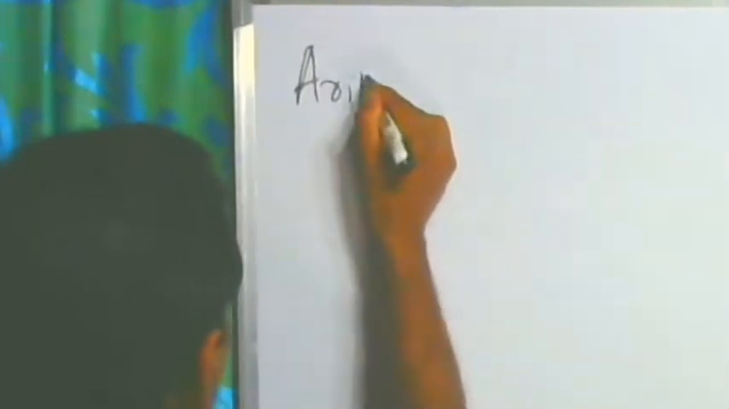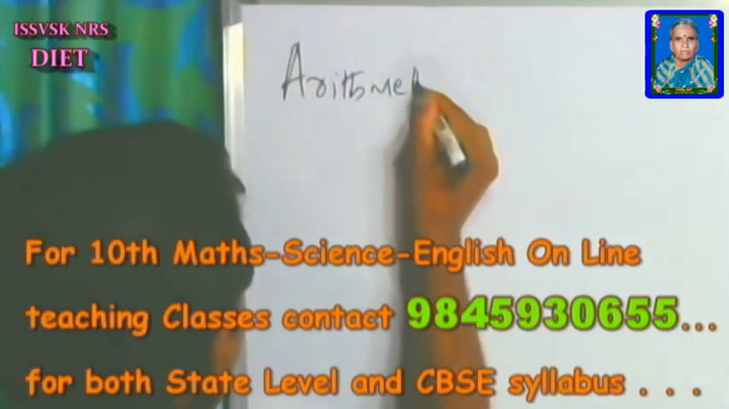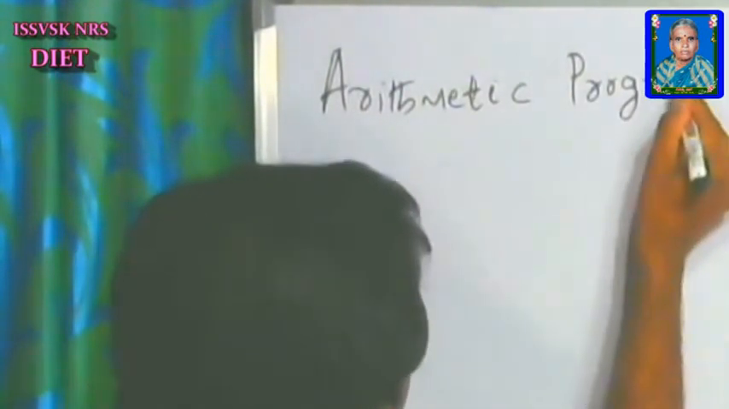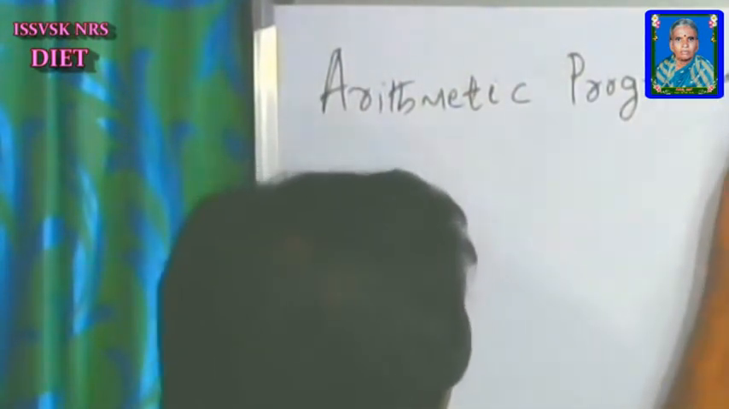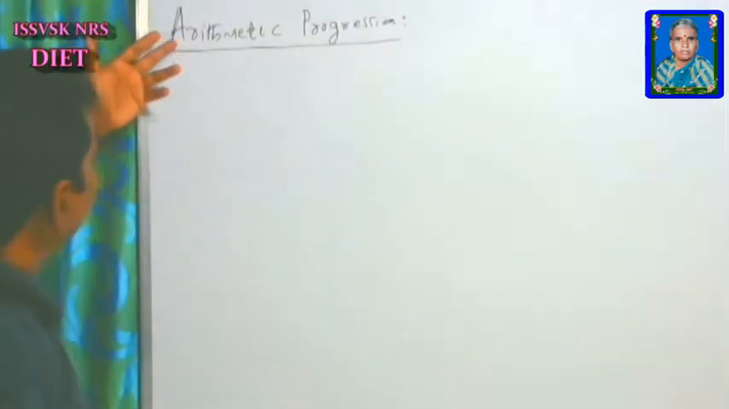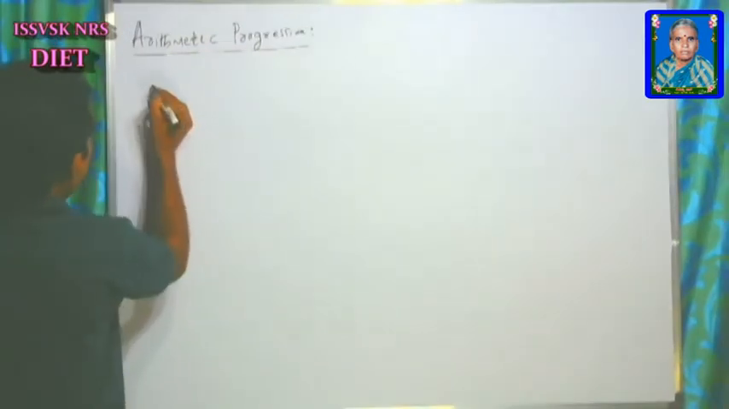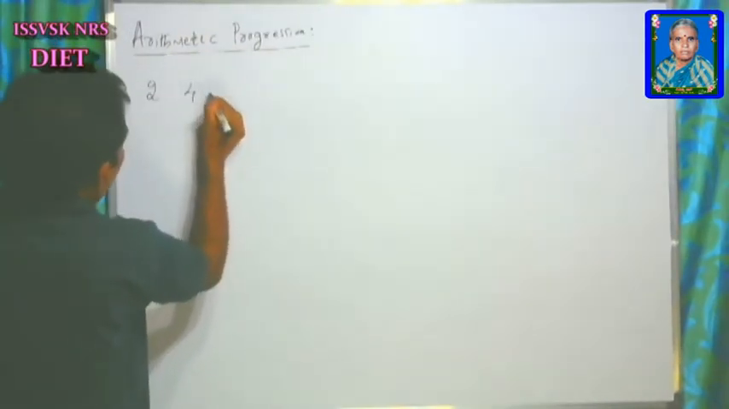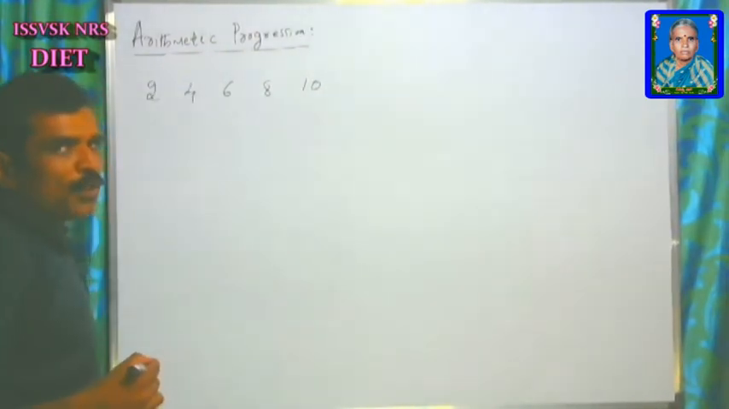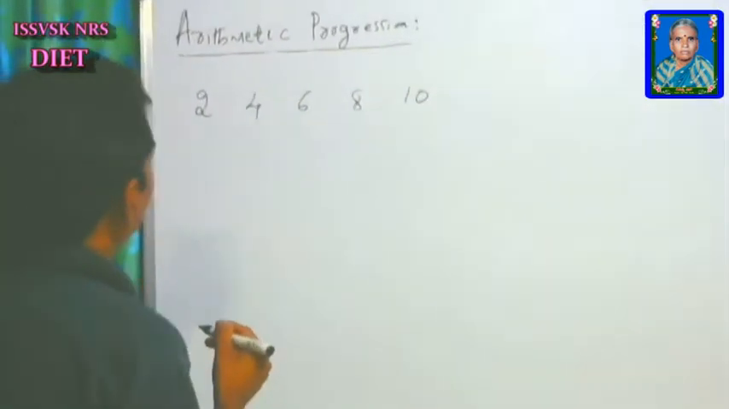Let us learn the concept of arithmetic progression. To understand the concept of arithmetic progression, let us consider 2, 4, 6, 8, 10, a list of even numbers.